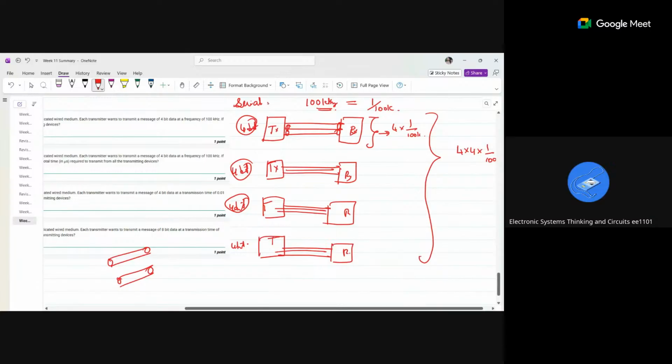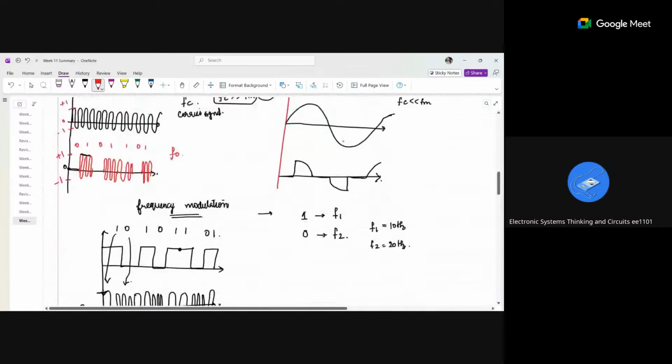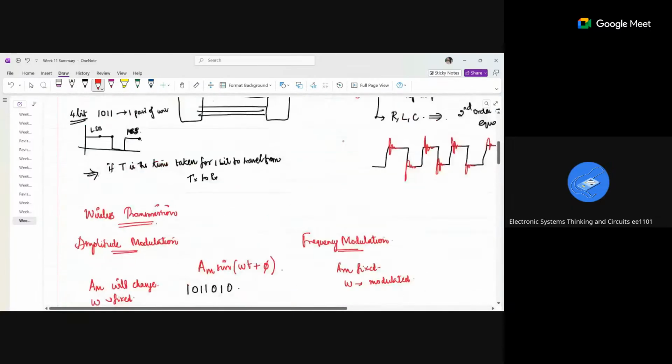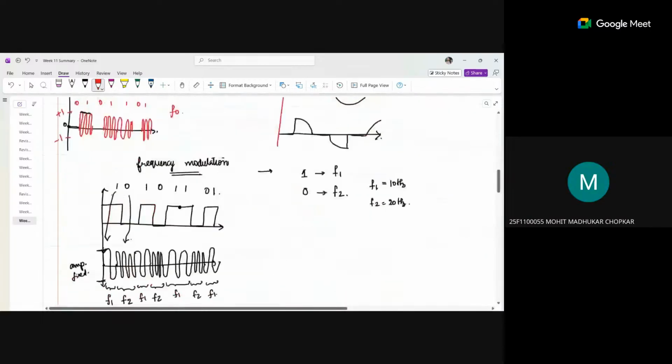Why? This is serial communication, no? We saw, right? In serial communication, the time taken to transmit is 4T. Okay, I thought it was T for serial. If it is parallel communication, all the data will be transmitted at the same time, so it is T. Whereas in serial communication, the data will go one by one, so it is 4 into T.